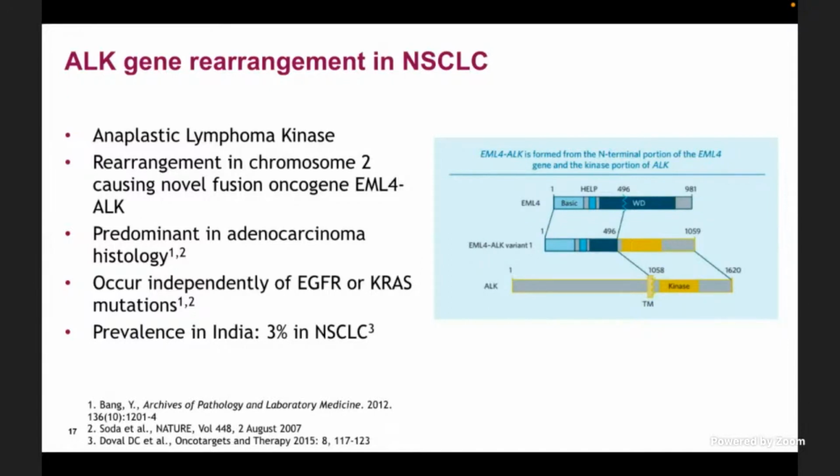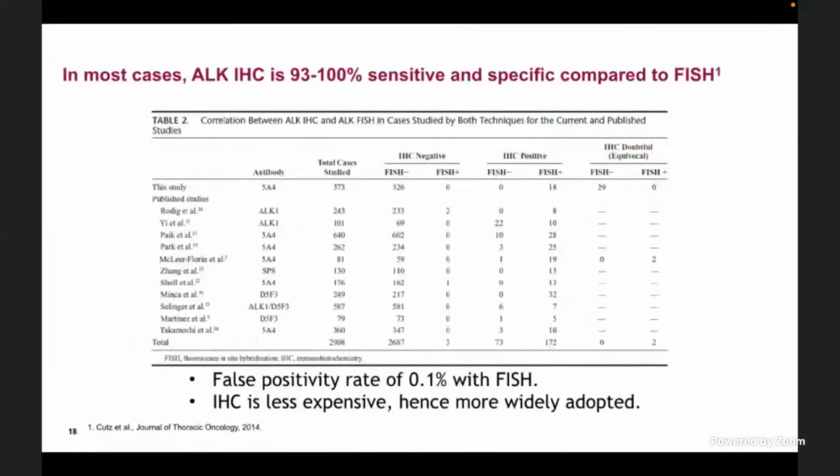ALK is anaplastic lymphoma kinase. It's caused by rearrangement of the EML4 and ALK genes. It's a fusion oncogene, and it is found predominantly in adenocarcinoma of the lung, and the prevalence is around 3 to 5% in the Indian population. The false positivity rate is actually 0.1% with FISH. But still we get ALK done by IHC method as it is a very sensitive method of testing for ALK.